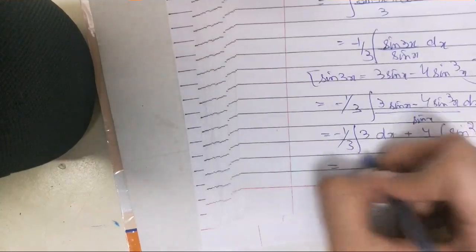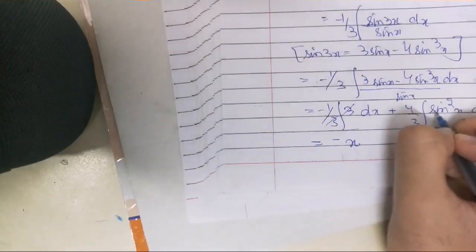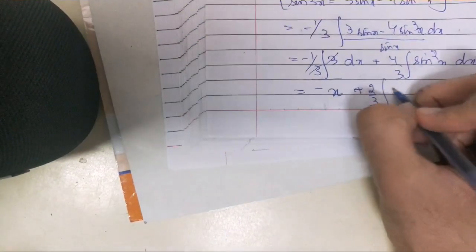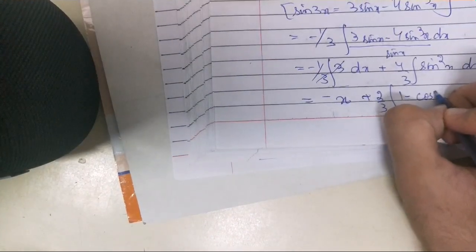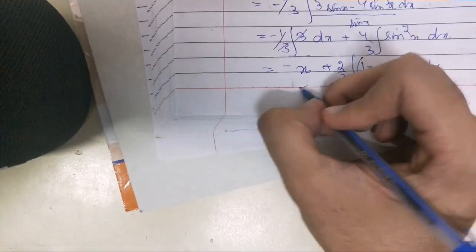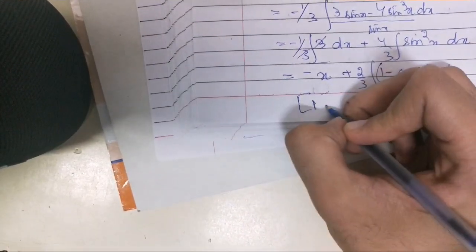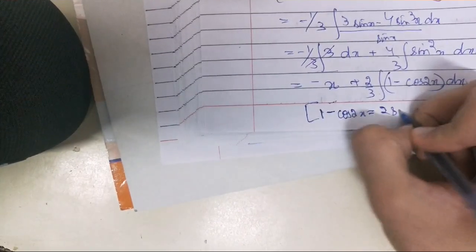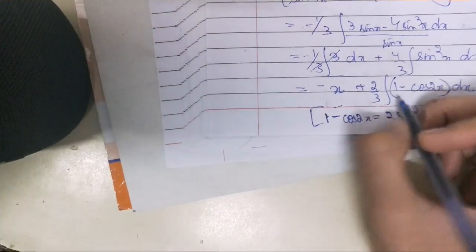Right, this integral yields us minus of x, and in this integral I'm going to use an identity that 2 sine square x can be written as 1 minus cos 2x dx. So the identity used is that 1 minus cos 2x is 2 sine square x. So let's integrate this term here.